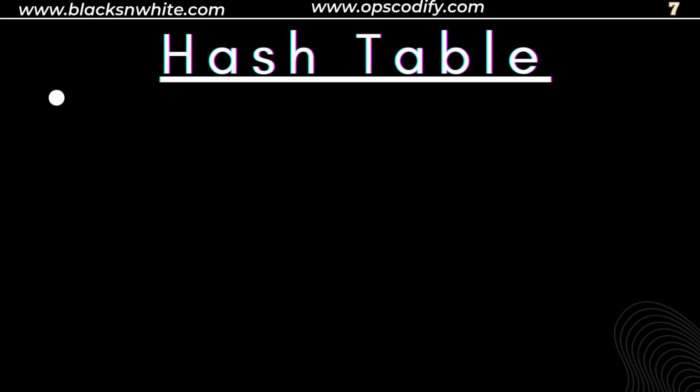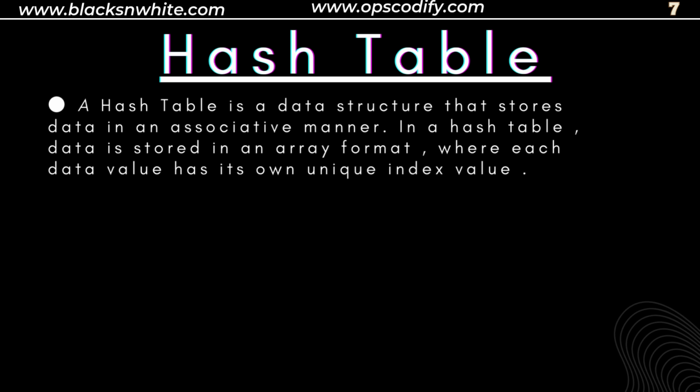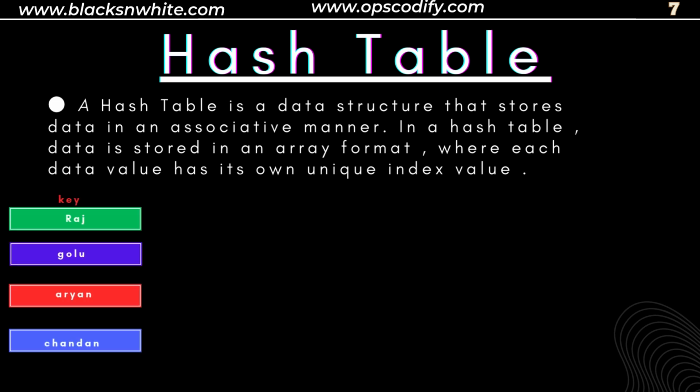Hash table. A hash table is a data structure that stores data in an associative manner. In a hash table, data is stored in an array format, where each data value has its own unique index value. Keys like Raj, Golu, Aryan, Chandan represent unique identifiers. In hash tables, these keys are inputs used to quickly locate and retrieve corresponding values stored in memory efficiently.